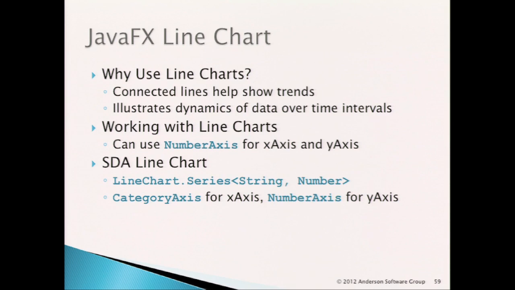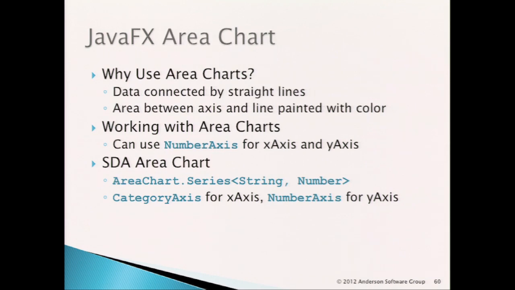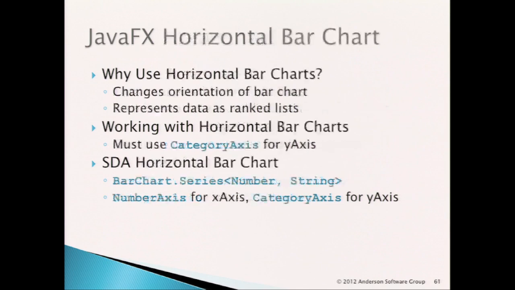For example, a line chart, you can use number axis for both X or Y. And then this is what we do in the STA. And then here's the area chart, why you use it and what you need to know. And then the next one is the horizontal bar chart, very similar to the vertical one, not too much different there.